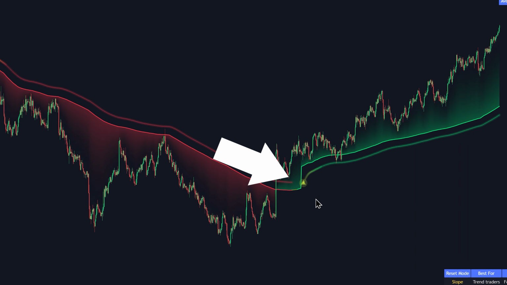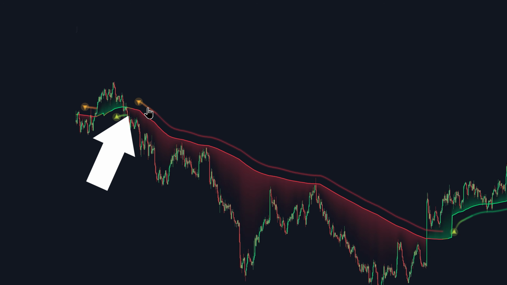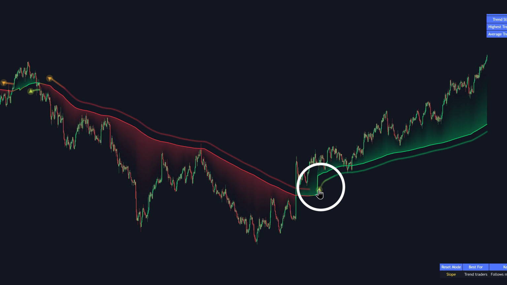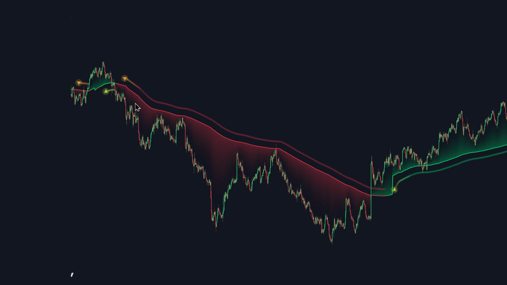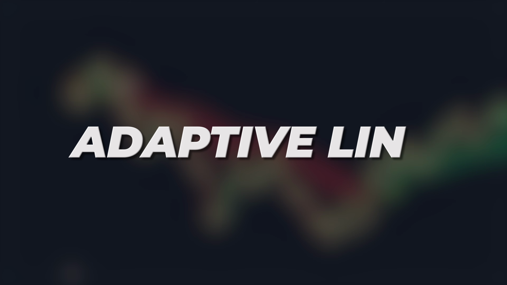For a long bias, you want the dynamic moving average to turn green and a bullish trend label to appear. For a bearish bias, you want the line to turn red with a bearish label. The basic usage from the author is very simple. Enter long when the line is green and a trend signal fires, and exit when price closes below the line. Enter short when the line is red and a signal fires, and exit when price closes above it. It's classic trend following, but with an adaptive line instead of a fixed 50 or 200.